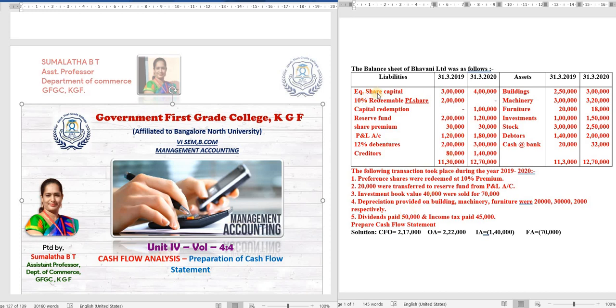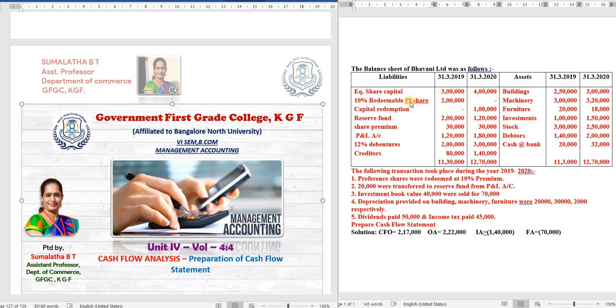Now equity share capital. Check out the equity share capital. Last year it is 3 lakh and in 2020 it is 4 lakh. That means there is an issue of shares. There is an inflow of cash. And equity share capital comes under the financing activity. So this will be considered in the financing activity on the addition side.